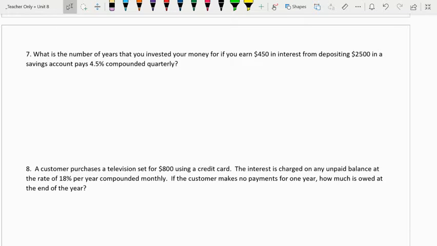What is the number of years that you invested your money for if you earn $450 in interest from depositing $2,500 in a savings account that pays 4.5% compounded quarterly? So notice how it says compounded, but it doesn't say continuously. So we're going to use our compound interest formula.